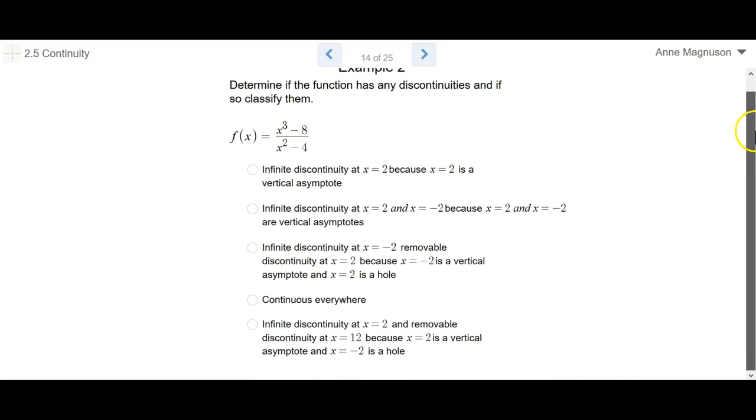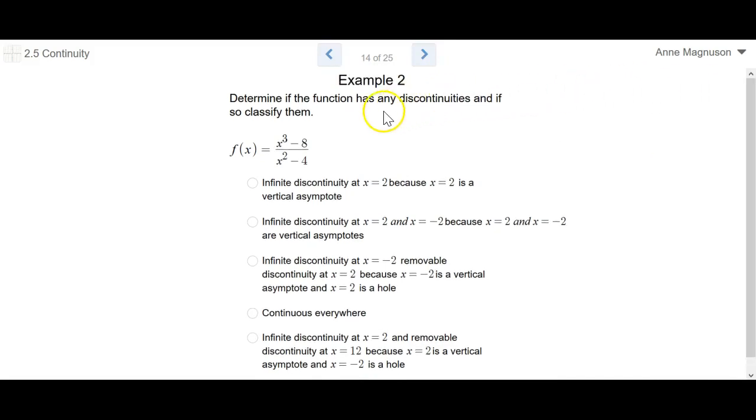Let's look at this example, this rational function. Determine if it has any discontinuities, and if it does, classify them. Well, the first thing you're going to want to do is factor the numerator and denominator to see if you have any common factors, to see if you have any holes. And then you want to look at the zeros of the denominator, if there are any others.